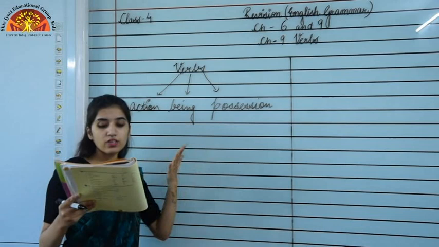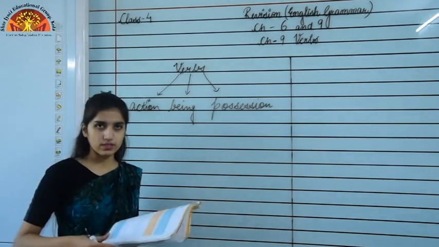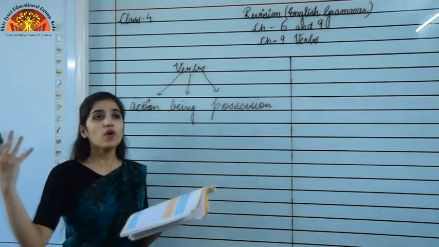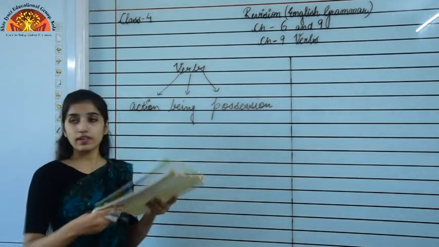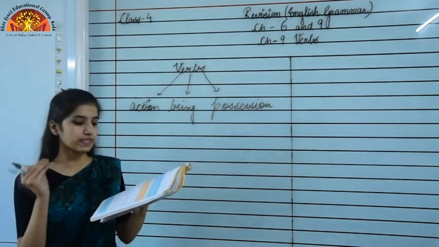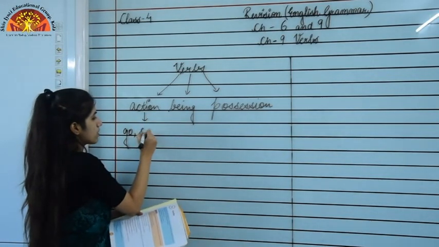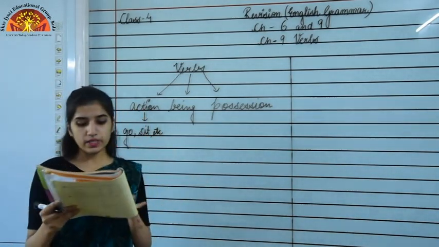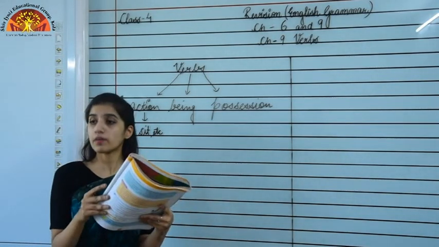So there are verbs like go, sit, stand, talk, walk, etc. These verbs express what? Actions. Only the direct main verbs will show action. So here the example written is: go to the market. Here go is showing the action done by the subject. So go is a verb which expresses actions, right? Go, sit, etc. This is showing what? Action.